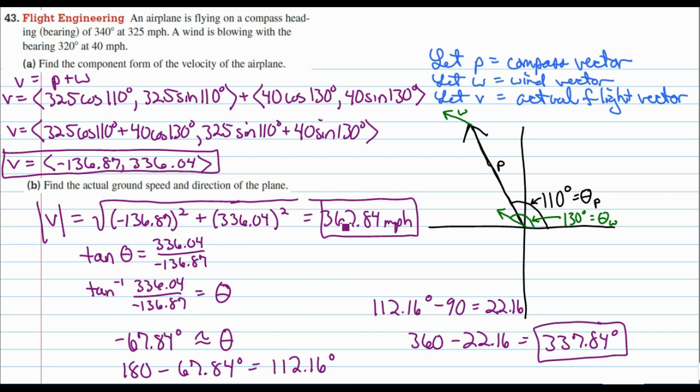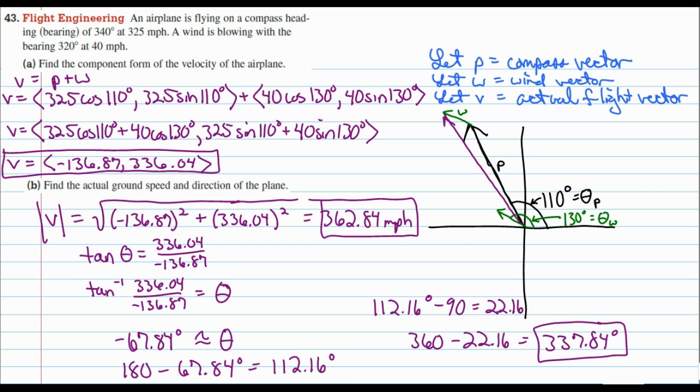So I can see the effects that this wind had on what my compass headings are for my airplane. My plane reads that I'm going 340 degrees, the wind is blowing at 320 degrees, my actual navigational direction is 337.84 degrees, which is kind of in the middle, but not directly in the middle, because my flight was 325 miles an hour, my plane, and the wind is only blowing at 40 miles an hour. So it's not going to have an equal effect against me as my own flight path is. So it's going to be closer to what my gauges read than what the actual wind direction is.